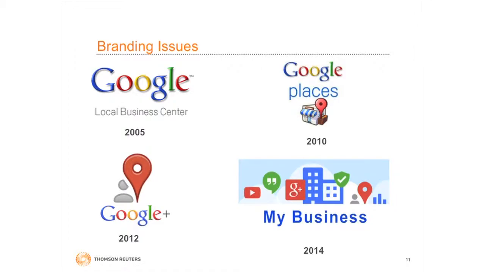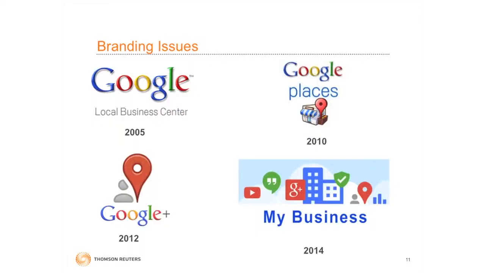Now, talking a little bit about how business owners can manage their presence on Google Maps, how they can manage their business listings. There have been a lot of changes ever since Google launched their first dashboard that allowed users to manage their local listings. So the first rendition of this dashboard was called Local Business Center. That launched in 2005. It was very rudimentary. It allowed business owners to only add very basic information about their businesses.